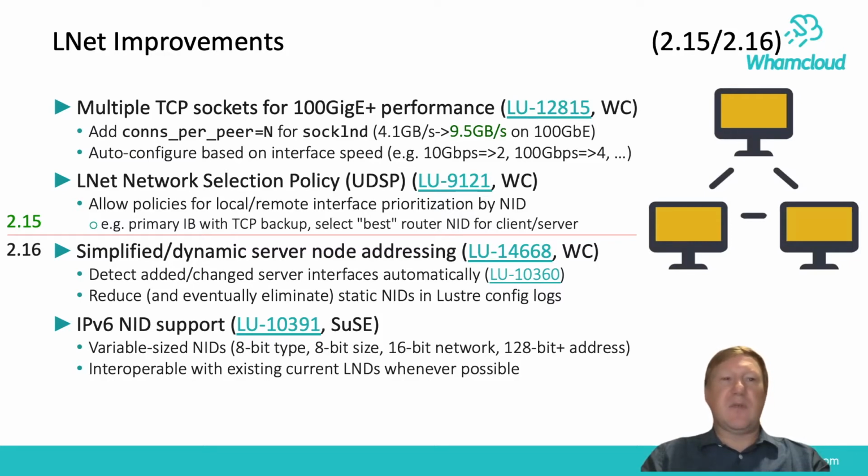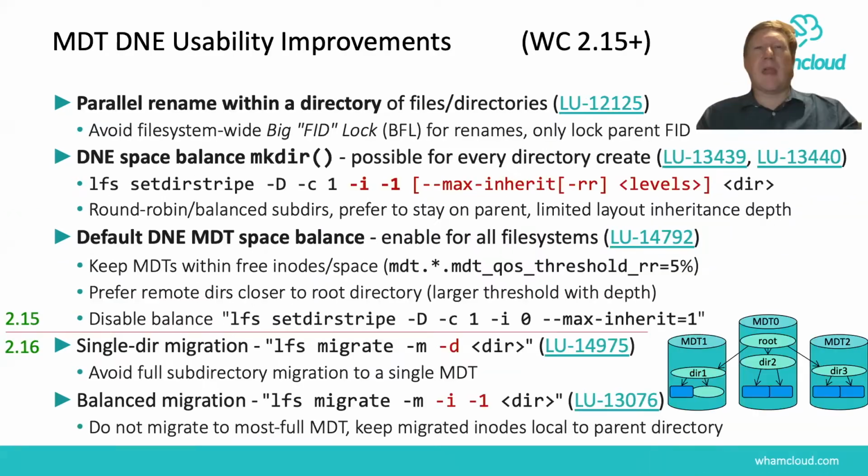The other major feature for LNet in 2.16 is IPv6. This is work underway mostly by Neil Brown from SUSE. There's quite a number of patches for IPv6, as well as protocol changes on the network side. And a number of these patches have already landed in 2.15, but it's an ongoing process and should be finished by 2.16.